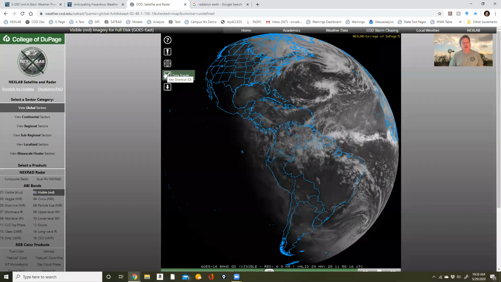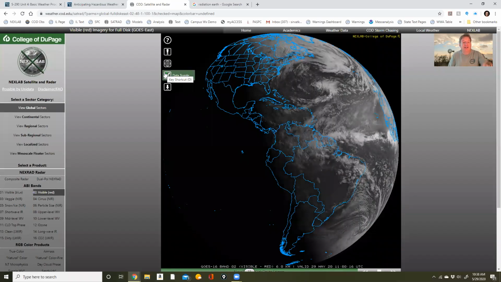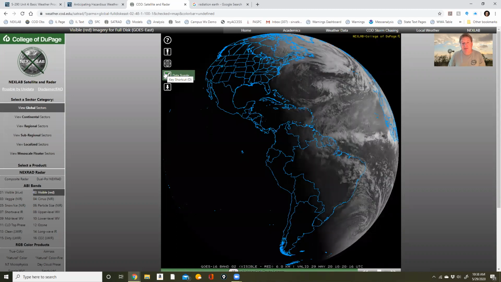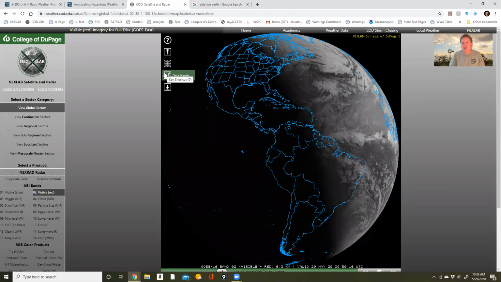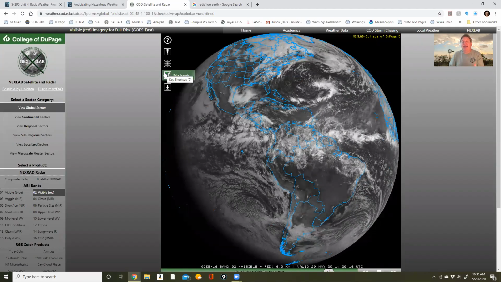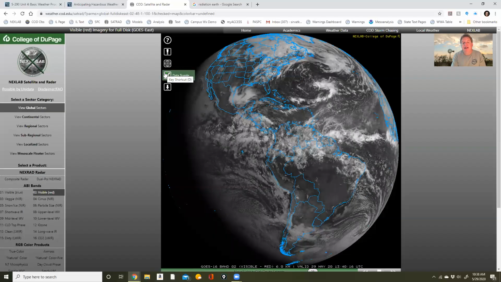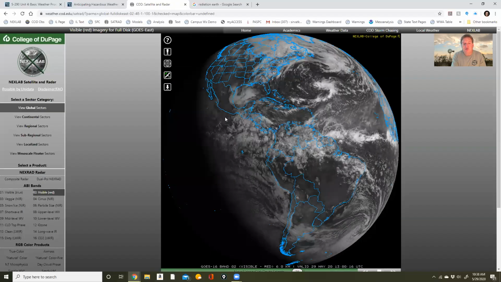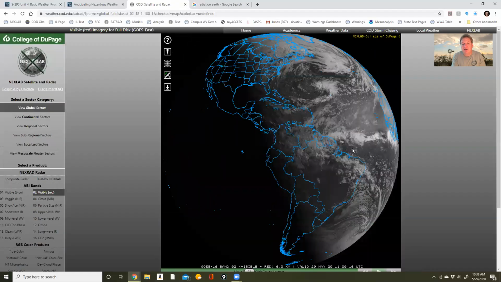Here's our College of DuPage satellite page. If you just want to look up College of DuPage satellite, you'll find this link really easily. We call ourselves NextLab, and people all over the world use this site for our satellite imagery. And here's the entire Earth, and what we're seeing is radiation, visible light that's being reflected. So clouds are reflecting a lot, and we're seeing it all white, and the oceans and land are dark because they're absorbing radiation. So notice that at any given time, it's bright over here and it's dark over here.